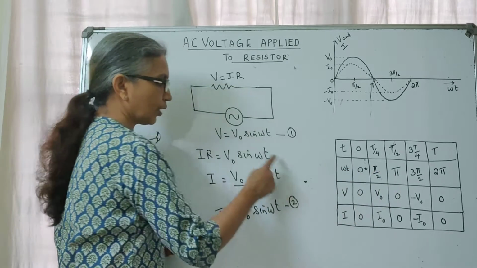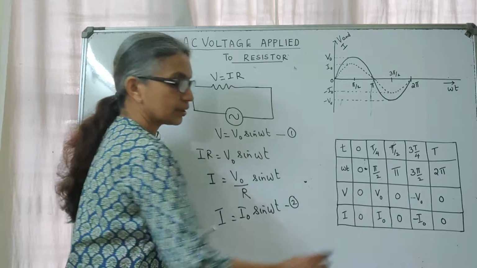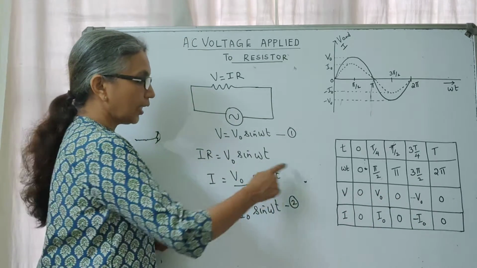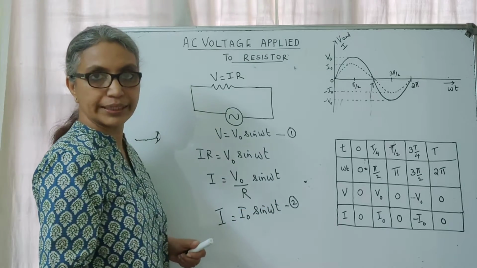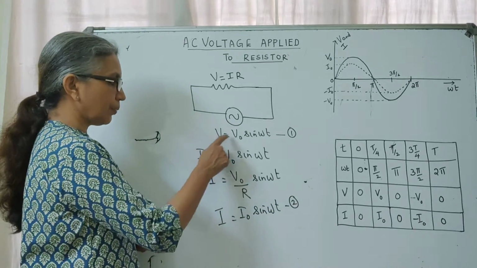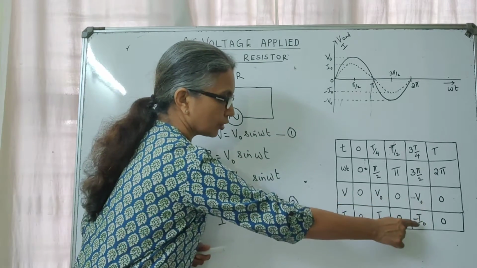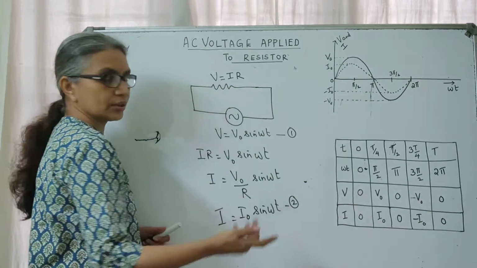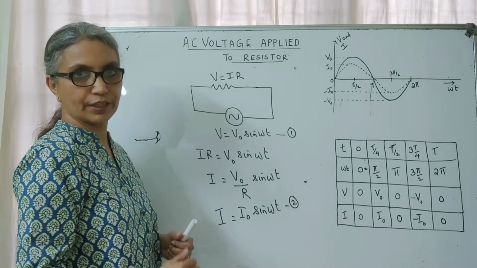I have plotted that here. At T by 2, where you have pi, sine pi here again is 0. So both voltage and current take 0 values. At 3 pi by 2, sine 270 here and here gives you a negative 1. So the voltage will be minus V0, current will be minus I0, and that's what we've plotted here. And at 2 pi, both sine functions becoming 0, you have the voltage and current taking 0 values.